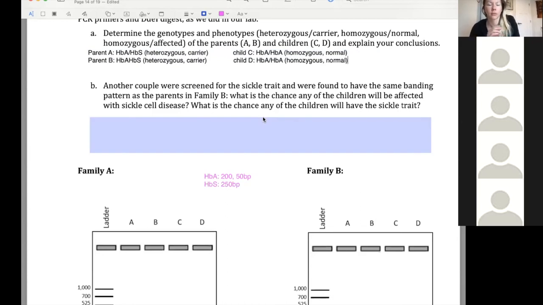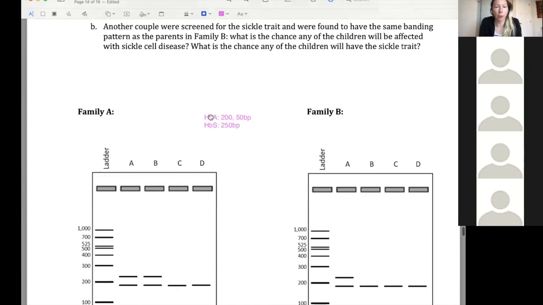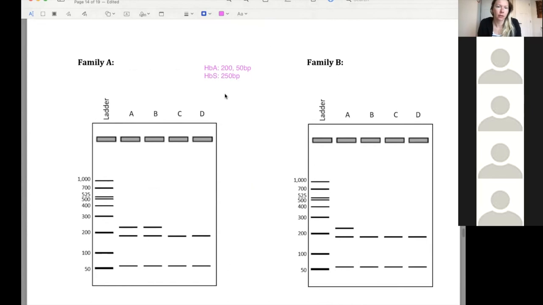Professor, just to be sure, if I notice that there's three fragments, what does that indicate again? If there's three fragments, it means they have both of these alleles. So they have one copy of each. Okay, the sickle cell, well, the disease and then the normal allele. Right. So this top band is the HBS allele. And then these two fragments represent the HBA allele. So if they have three bands, it means they've got one of these and one of these. Okay, thank you.